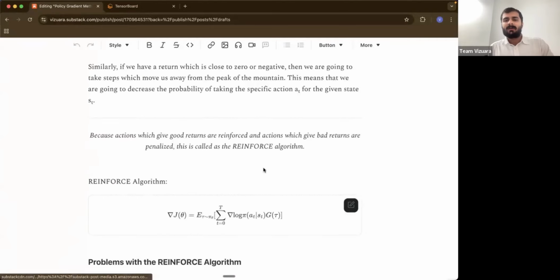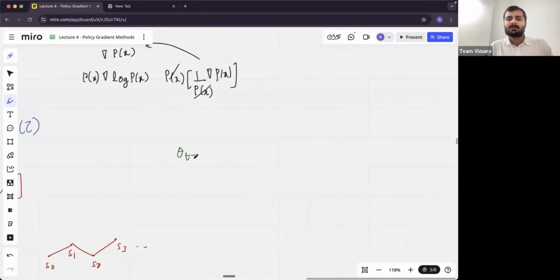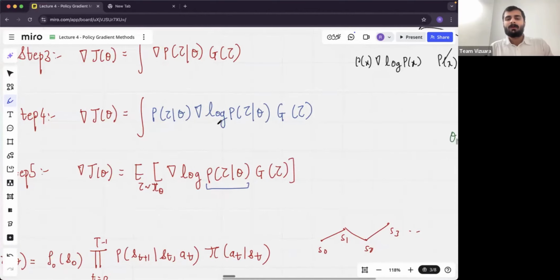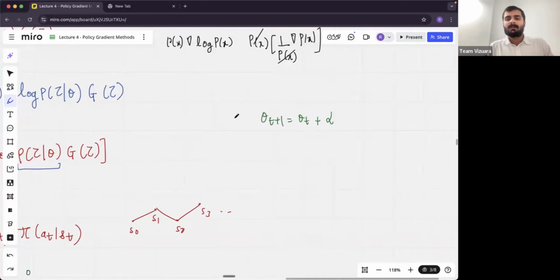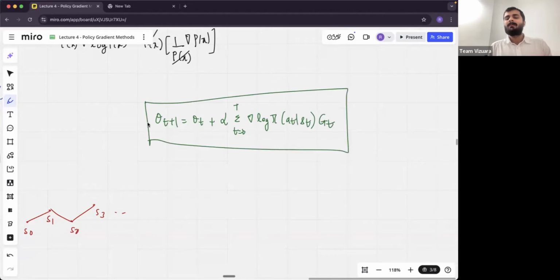Okay, I have not written that here, but let me write it down. The policy update rule essentially looks like theta t plus 1 equal to theta t plus alpha times this entire expression. Grad of summation is missing. Summation t goes from 0 to T, grad log pi at given s_t times G_t. This is the policy update rule through which we'll update the policy of the agent.